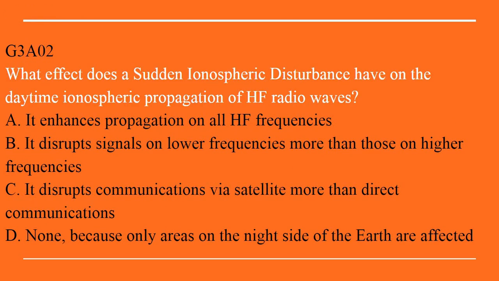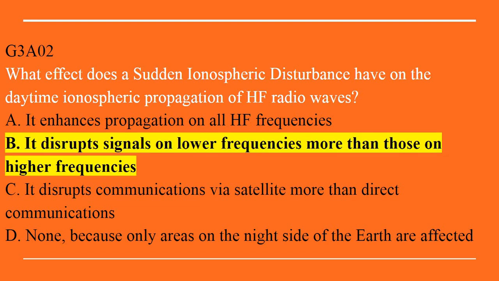G3A02. What effect does a sudden ionospheric disturbance have on the daytime ionospheric propagation of HF radio waves? A. It enhances propagation on all HF frequencies. B. It disrupts signals on lower frequencies more than those on higher frequencies. C. It disrupts communications via satellite more than direct communications. Or D. None, because only areas on the night side of the Earth are affected. Correct answer B. It disrupts signals on lower frequencies more than those on higher frequencies.